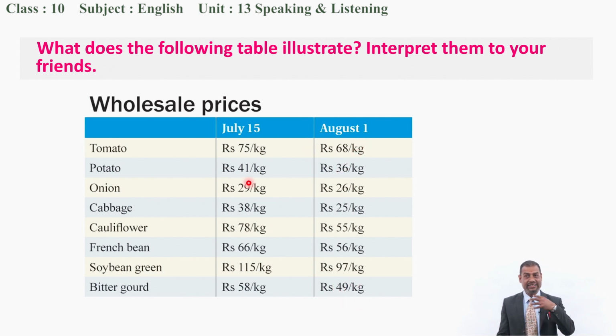So now while interpreting this one, you have to compare tomatoes' price on July 1st, July 15, and August 1st. Then similarly you have to interpret potato, the different prices on different dates, 41 and 36. You have to do all these things, and overall you have to compare which vegetable is the cheapest one, or which vegetable is the most expensive one. The most expensive vegetable and the cheapest vegetable you have to find from this table, and that can be your concluding line again. So can you do this job?